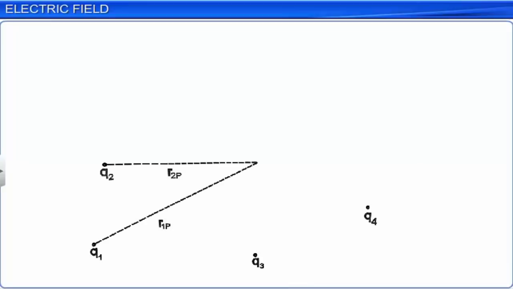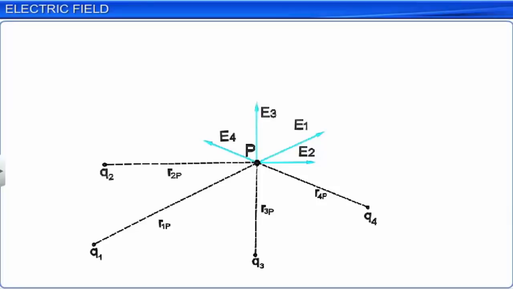Consider a region consisting of point charges Q1, Q2, Q3, Q4, and so on in air, or a vacuum with position vectors R1, R2, R3, and so on relative to the origin O. Let P be a point in this region. The net electric field strength E at point P is the superposition of all the electric field strengths E1, E2, E3, E4, and so on due to the individual charges. The net electric field strength E at point P will be equal to the vector sum of all the electric field strengths E1, E2, E3, E4, and so on.